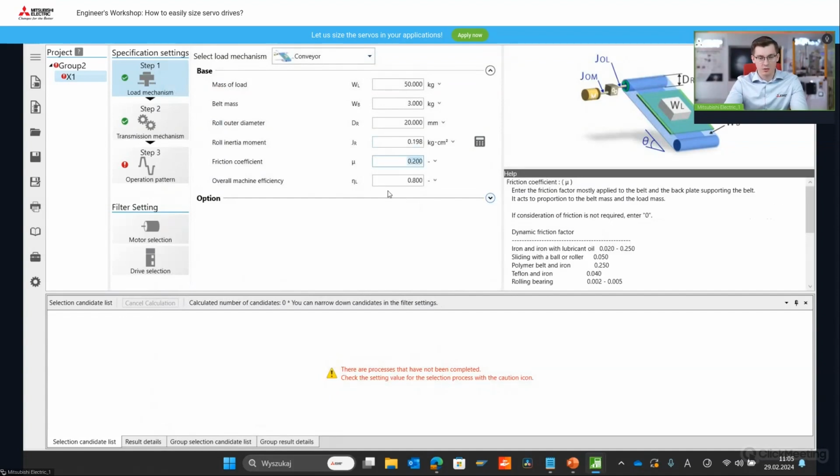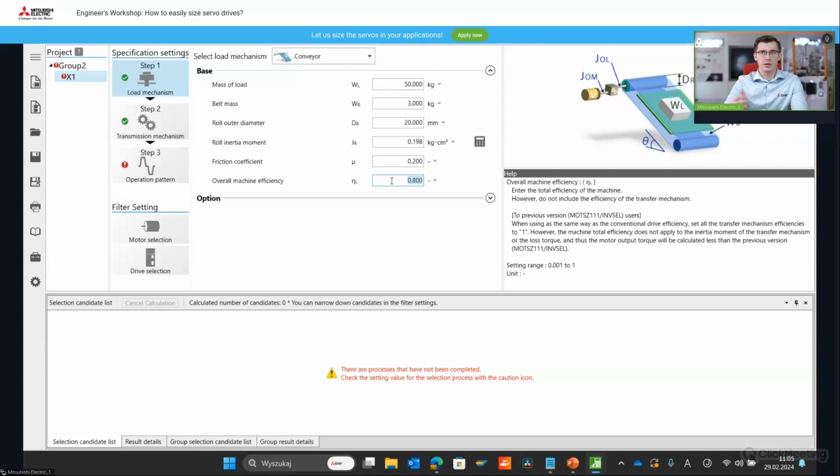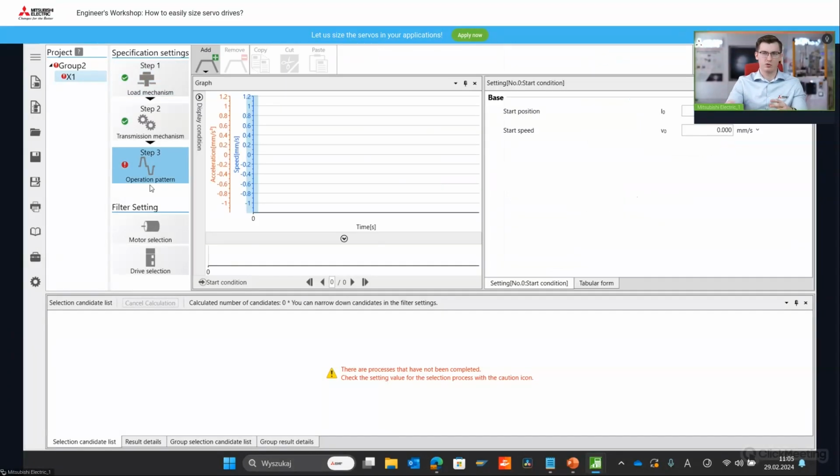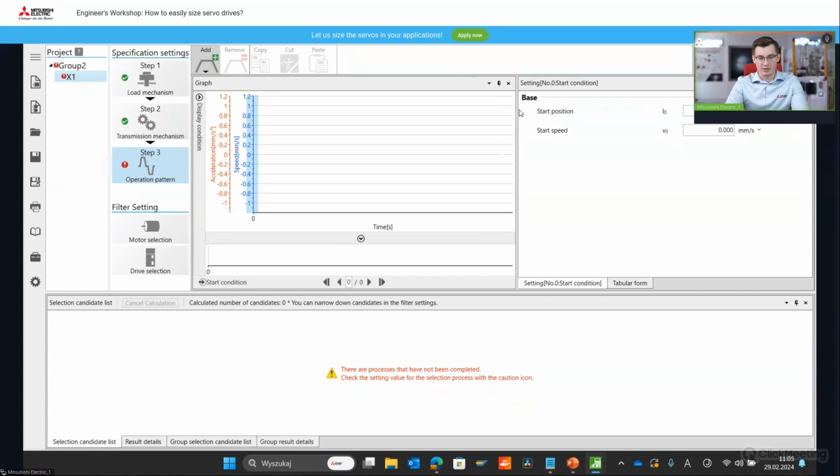The friction coefficient and the overall machine efficiency will of course be determined by the machine, but in standard cases for conveyor or tooth belt applications, these values are okay. And step 2 is to provide the gearbox. But firstly, we will go to step 3, because it will be easier to create the operation pattern first, and then, when we look at the selection of the servo drives and servo motors, size the transmission mechanism, so the gearbox, or select it, because we will know the motor speed, for example.